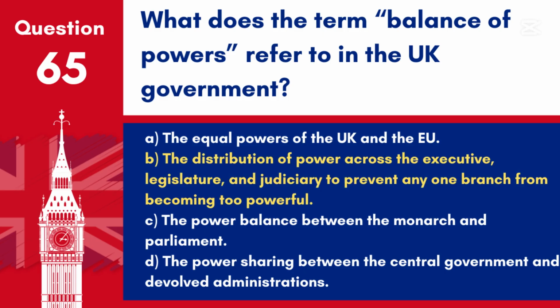Answer B. The distribution of power across the executive, legislature and judiciary to prevent any one branch from becoming too powerful. This principle is fundamental to the UK's constitutional framework, ensuring checks and balances within the government.